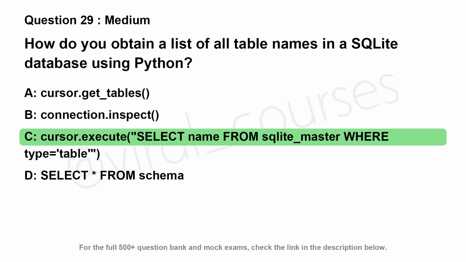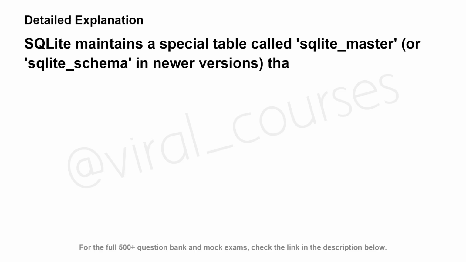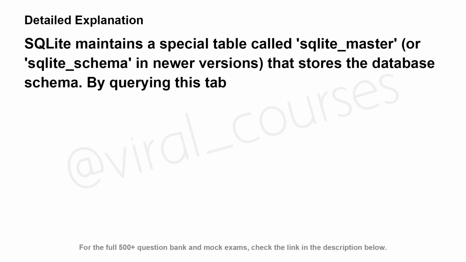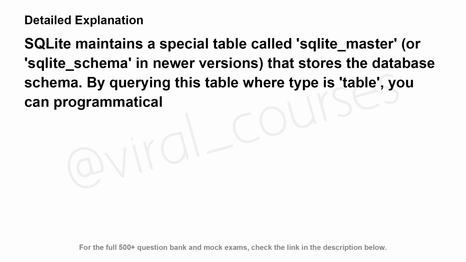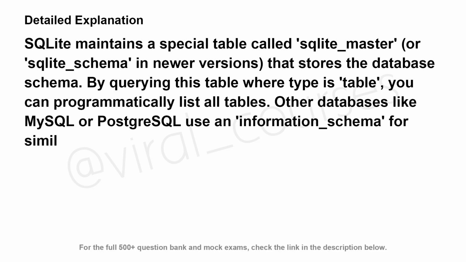The correct answer is C. SQLite maintains a special table called sqlite_master, or sqlite_schema in newer versions, that stores the database schema. By querying this table where type is 'table', you can programmatically list all tables. Other databases like MySQL or PostgreSQL use an information_schema for similar metadata queries.